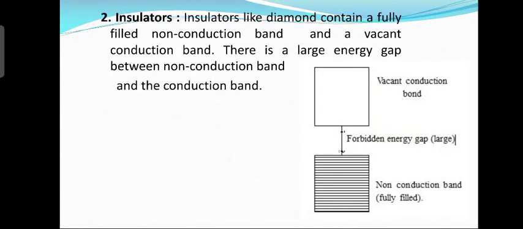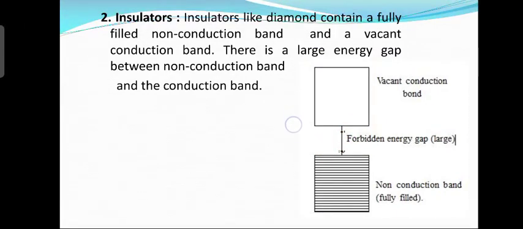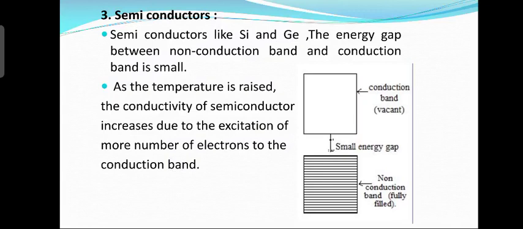Next slide. Insulators. Now let us see what insulators are. Insulators like diamond contain a fully filled non-conduction band and a vacant conduction band. You can see here the vacant conduction band, but there is a large energy gap between the two. This is called the forbidden energy gap. So there is a large energy gap between the non-conduction band and the conduction band. Next slide.